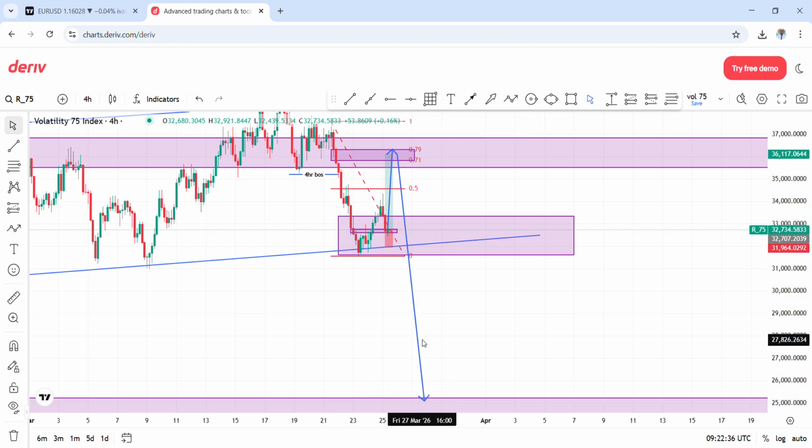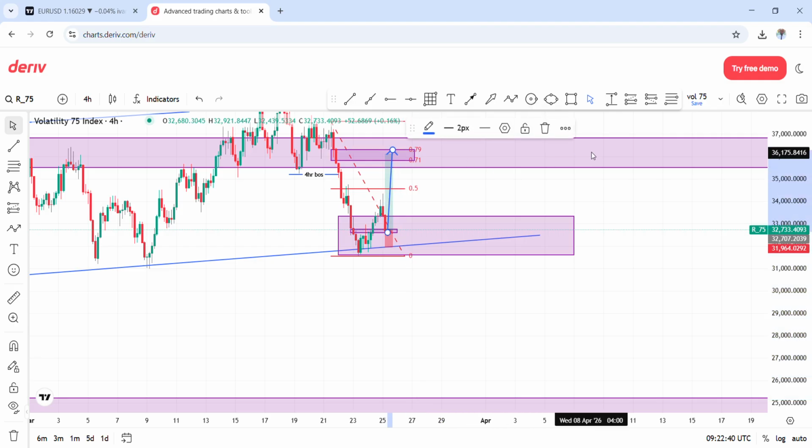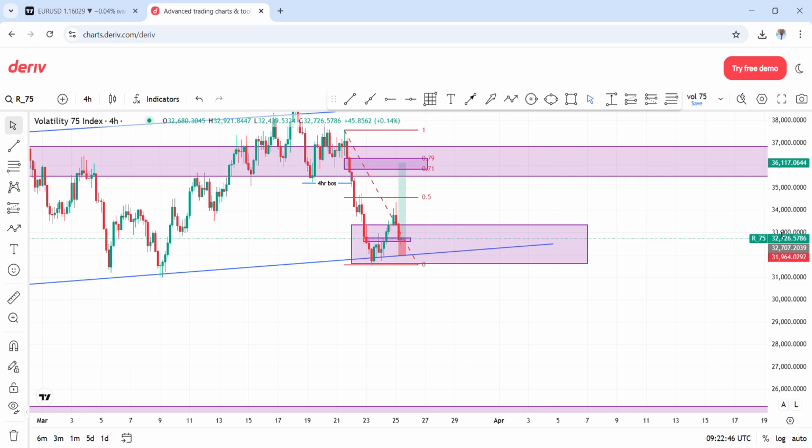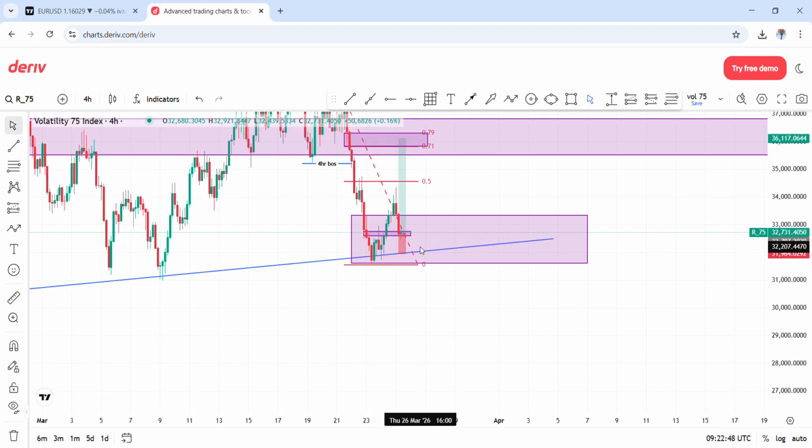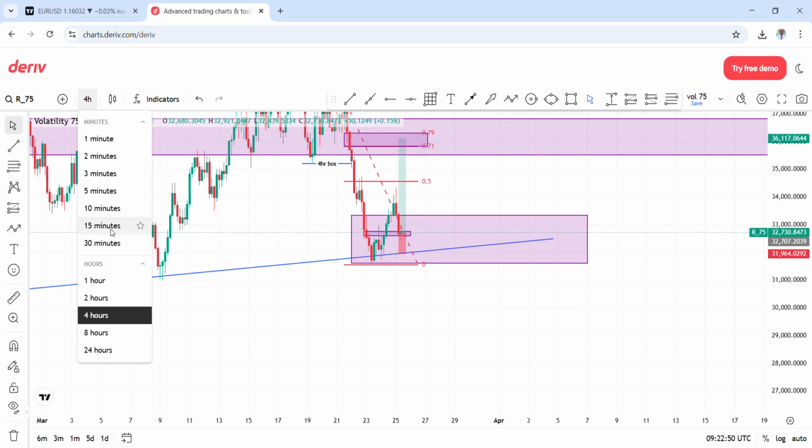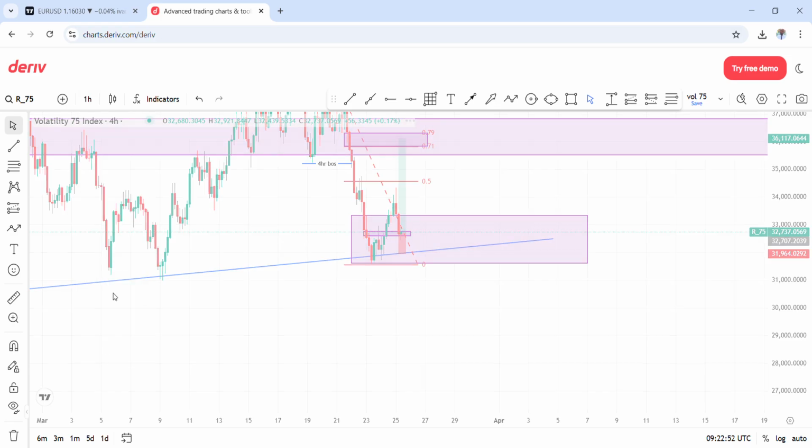So at the moment, we don't have sales. We have buys at volatility 75. So please, those of you who are looking for sales, right now, don't look for sales. We are going to buy volatility 75, and I've already entered my buys right now. So let's see how it goes.